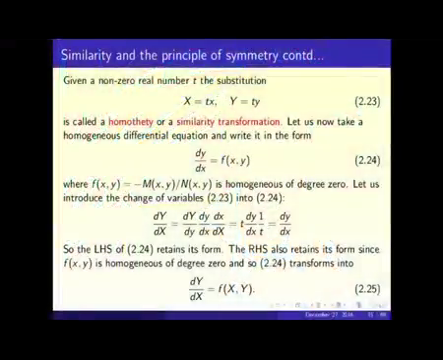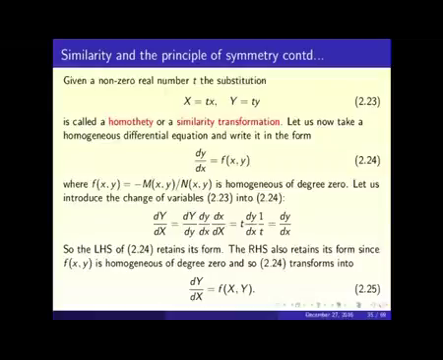So go back to the differential equation, dy by dx equal to f of xy. f is homogeneous of degree 0. What happens when I make the substitution 2.23? Apply the chain rule. dY by dX equals dY by dy. But what is dY by dy? t. And then dy by dx.